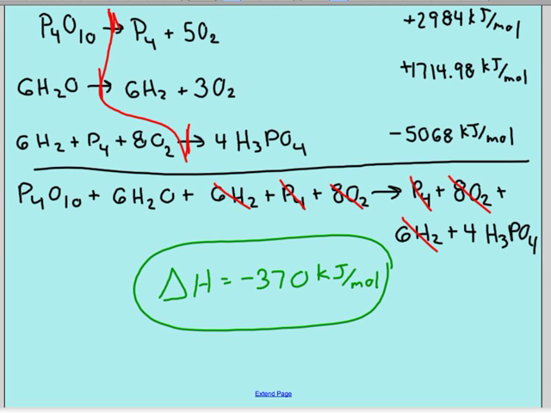Alright, and here is the answer. So you can see what you had to do, flip them, all that kind of stuff, multiply things. Make sure it cancels, and then you should add up to your delta H, which hopefully is negative 370 kilojoules per mole.